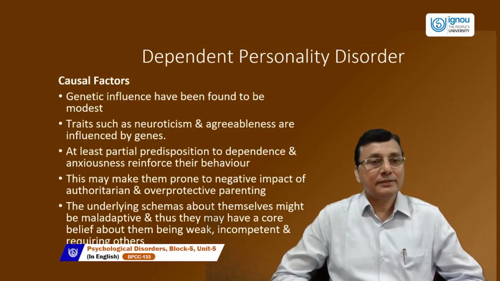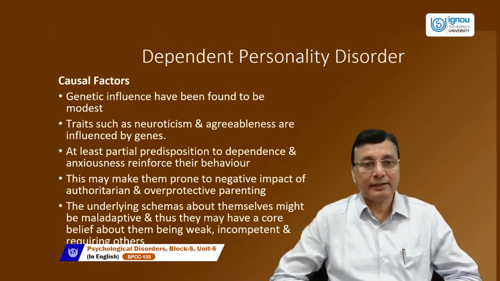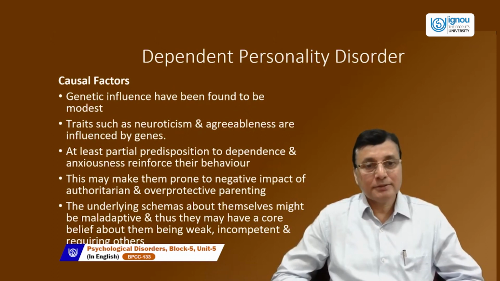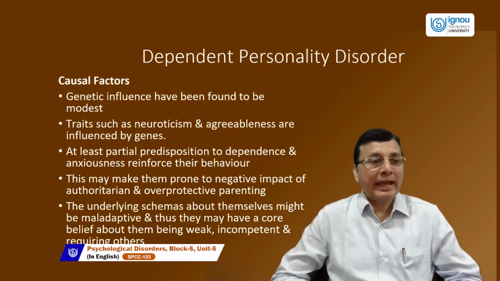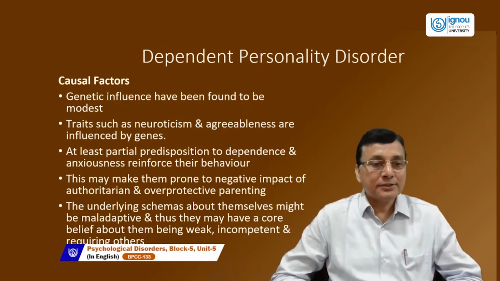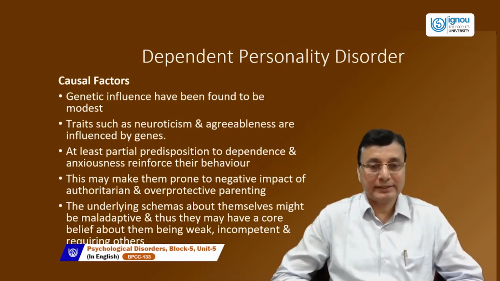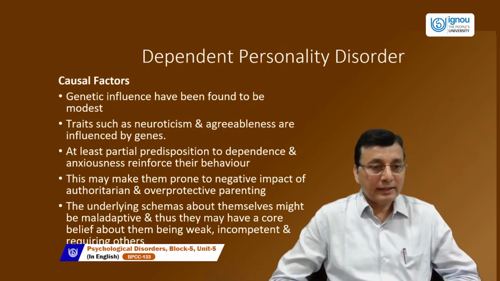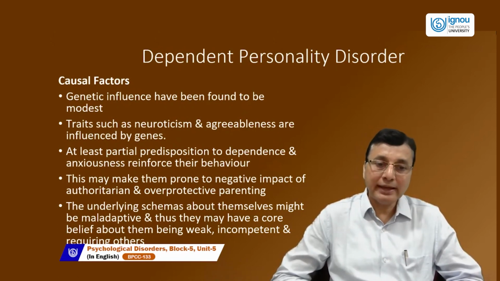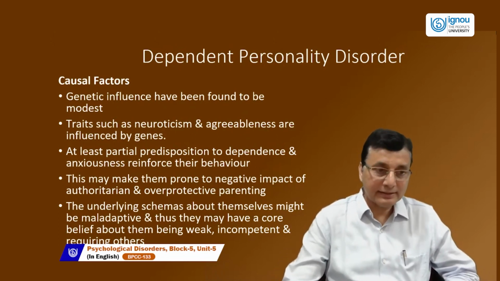The causes: genetic influence has been found to be modest. Traits such as neuroticism and agreeableness are influenced by genes. There is at least partial predisposition to dependence and anxiousness that reinforces their behavior. This may make them prone to the negative impact of authoritarian and overprotective parenting. The underlying schemas about themselves might be maladaptive, so they may have a core belief about being weak, incompetent, and requiring others.